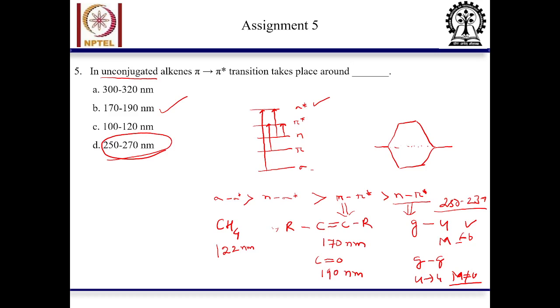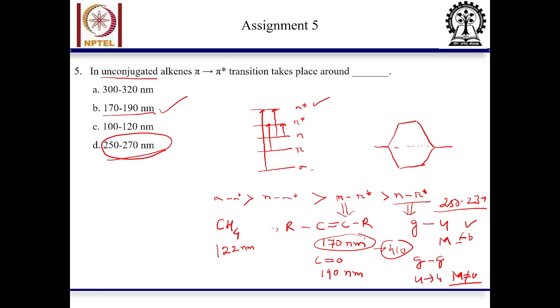For example, this professor has discussed carotene. It has close to 11 conjugations, so that will increase to 400. This 170 will go to close to 400. But here it has asked about the unconjugated alkene pi to pi star transition, which will fall in the range 170 to 190. So I think now it is clear that for question number 5, the answer is B? Yeah, great. Thank you.